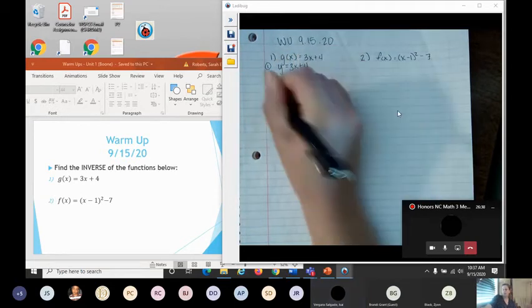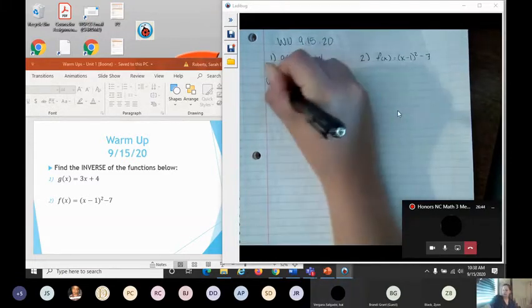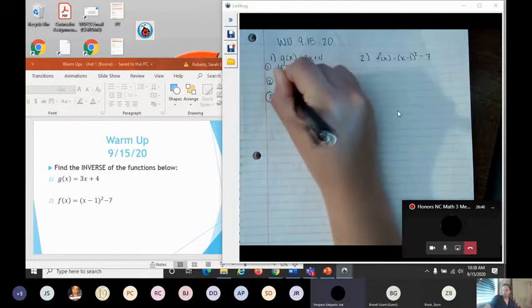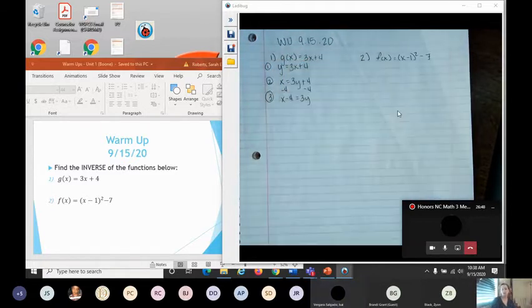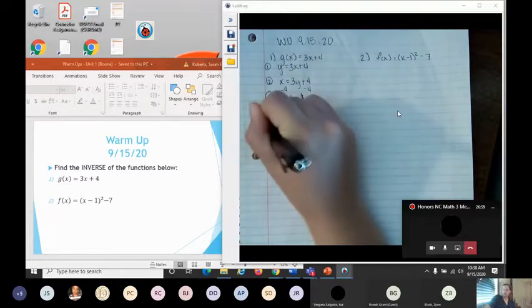And in step 3, I need to solve for y. So what do I do first? Subtract by 4. Perfect. So minus 4, I should get x minus 4 equals 3y. And what's the very last step here? Divide by 3. Perfect. So these cancel, and you're left with y equals x minus 4 over 3. And then step 4, what's the very last thing?